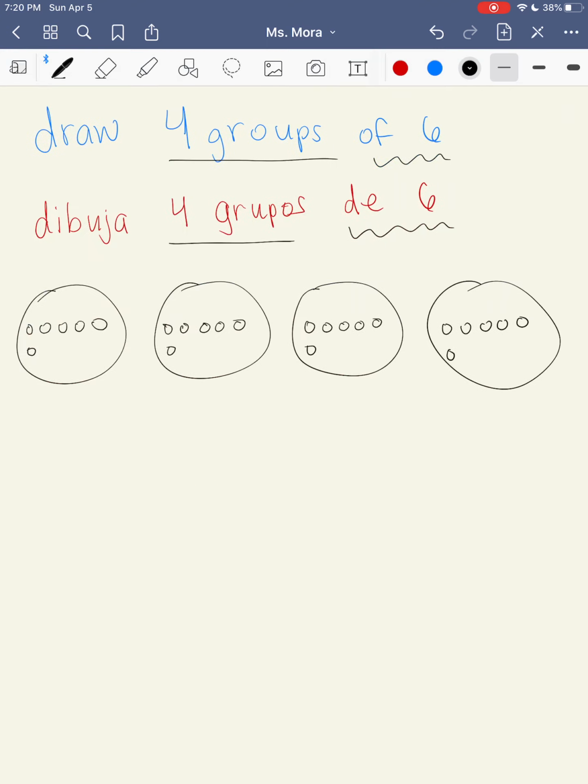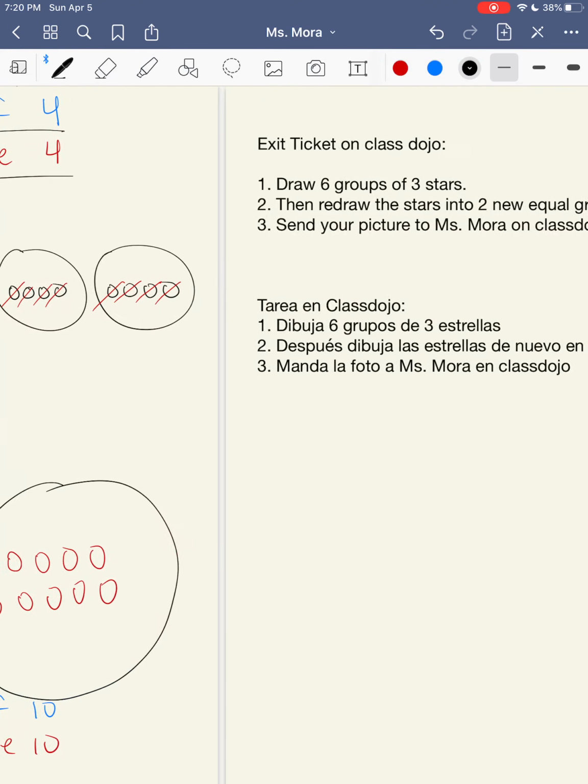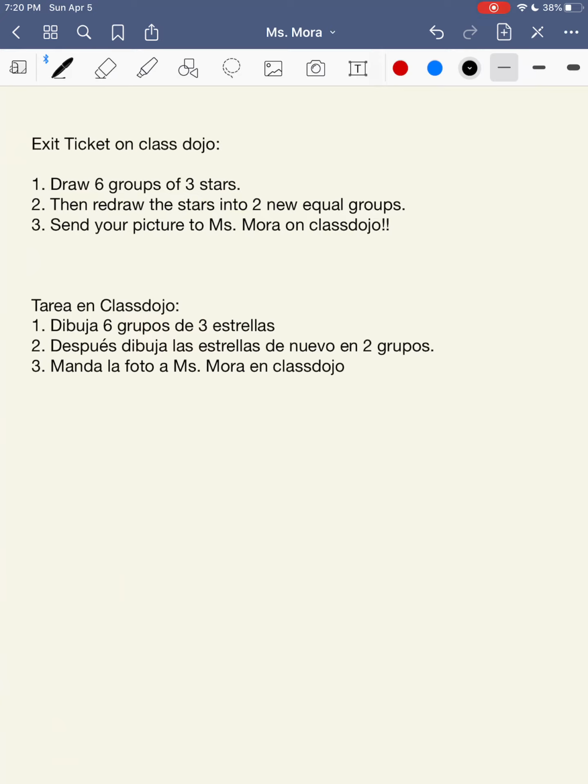Alrighty, guys, so what I want you to do for your exit ticket on Class Dojo, alright, so in a notebook or on a piece of scrap paper, you're going to draw six groups of three stars, okay? If you want to draw hearts or smiley faces or flowers because it's springtime now or trees, whatever you want to draw, okay? As long as it's six groups of three, okay? Then, once you're done with that picture, you're going to redraw them into two new equal groups. So that's that second step that we just did, okay? Then send your picture to me on Class Dojo and I will check it and give you feedback.